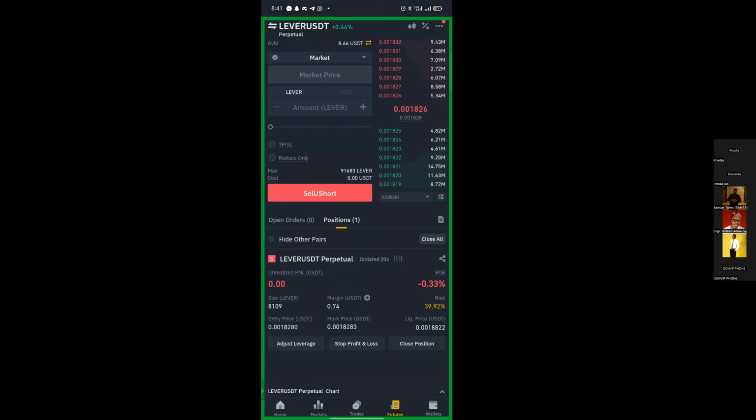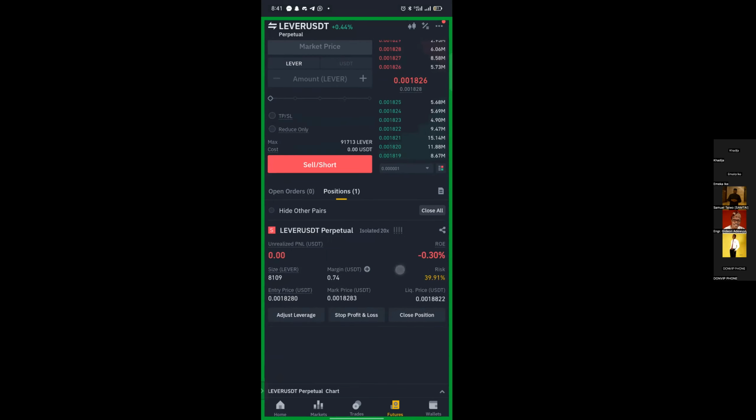But look at the margin, look at my risk. Check out my risk here. Is my risk level not too high? It's showing 39.91. I want you to grab something that is very high because what I'm trading with now is 0.74, 74 cents is my margin. Do you know that if this market goes up or goes down now, I will lose this 74 cents, because this is the only thing I'm trading with.